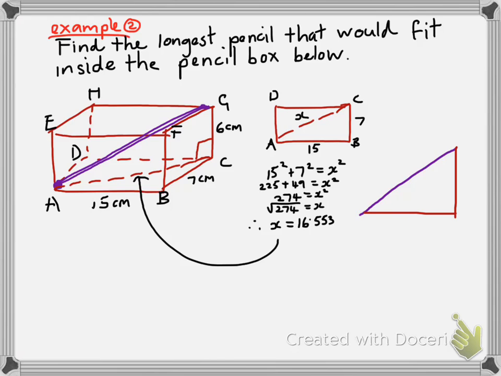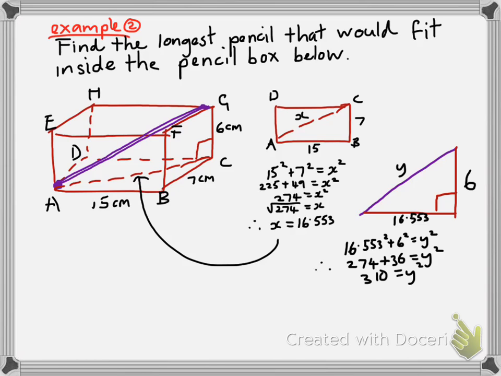So now we'll work on that triangle, and using some colour coding you can see can help, because we can see the pencil in purple. So we use our result from before, which is the 16.553, and the 6, which form the two short sides. So y squared will equal the 274 plus 36. So y squared is 310. We square root that and we get y as 17.61.